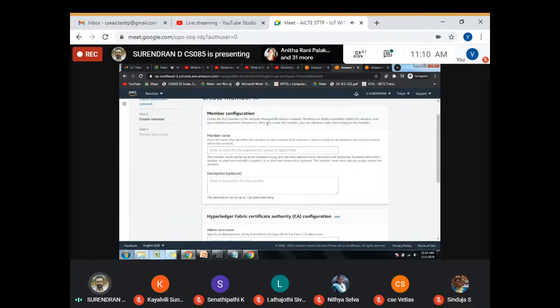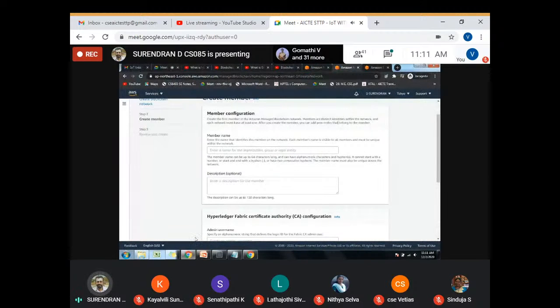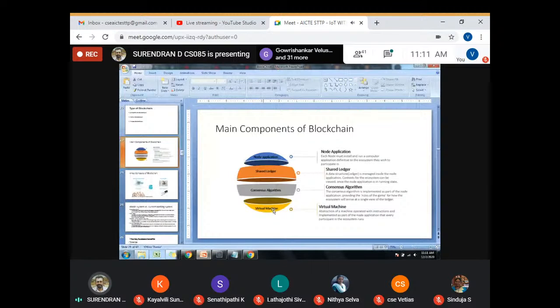The members are distinct entities within the network, and each network must have at least one. After you create the member, you can add peer nodes that belong to the member. Like here, all these things as we were seeing in this particular case. Now this is the node, and this is the shared ledger, and here this particular instance of the virtual machine of mine is going to store this, and the consensus algorithm is also stored, right? So this is pretty good, you can see how it is shown.